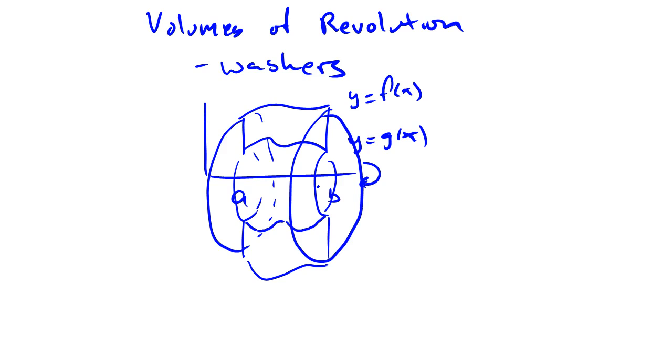Now, just looking at that, I could say, hey, we just did the disk method. I could look at the whole thing and say, I know the volume inside of that whole thing is the integral from a to b of pi times the function f of x squared dx. That's pi times a radius squared, where the radius for each value of x is just whatever the function value is there.